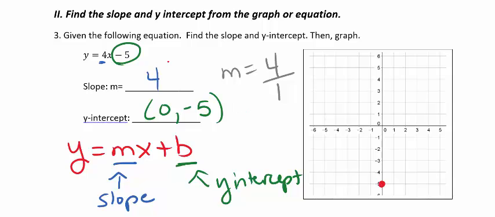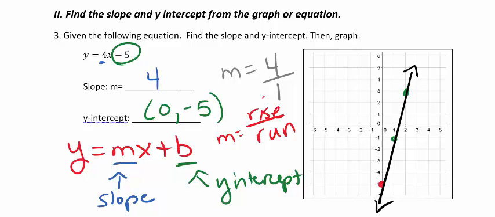and our slope is always our rise over our run. So that's going to tell us that from this point of 0, -5, we're going to go up 4, 1, 2, 3, 4, and to the right 1, and then up 1, 2, 3, 4 to the right 1 to find the next 2 points. Now go ahead and connect them with a straight edge.